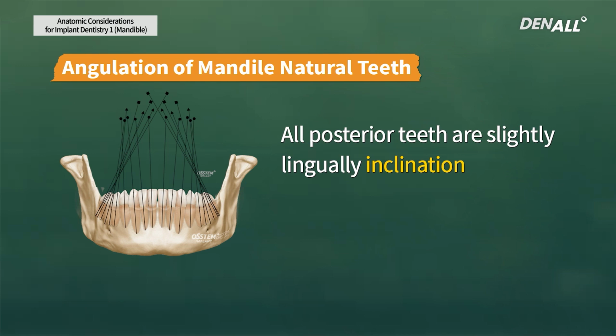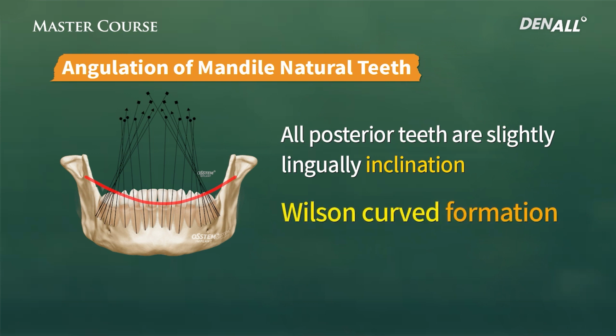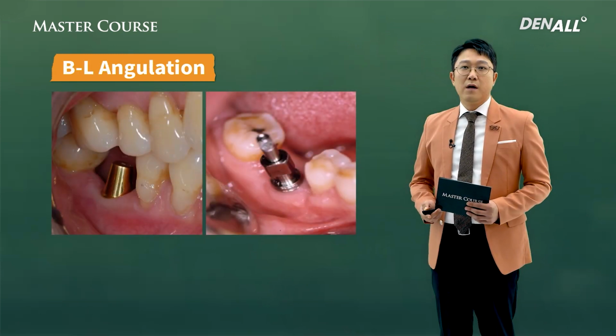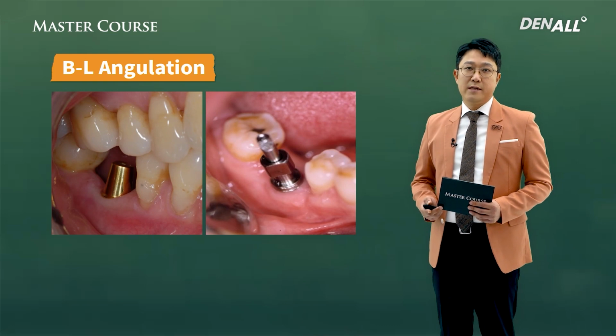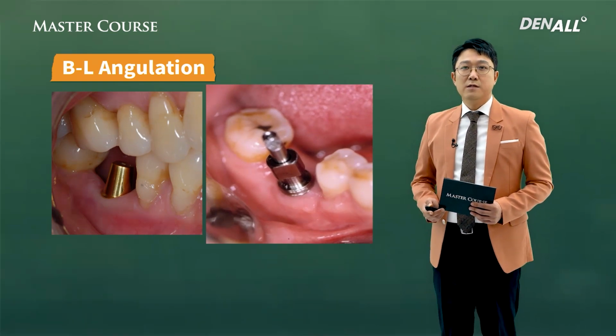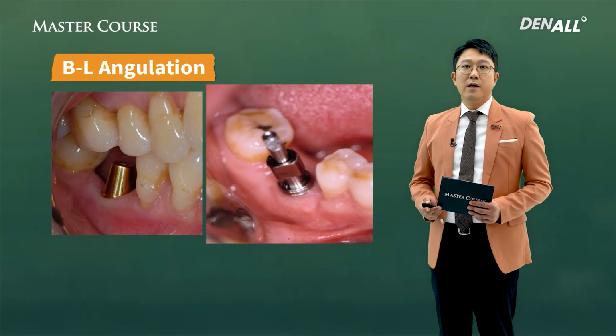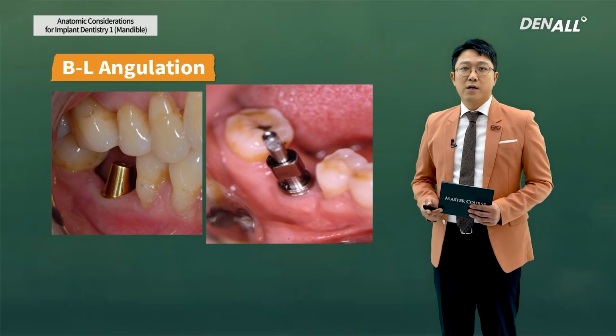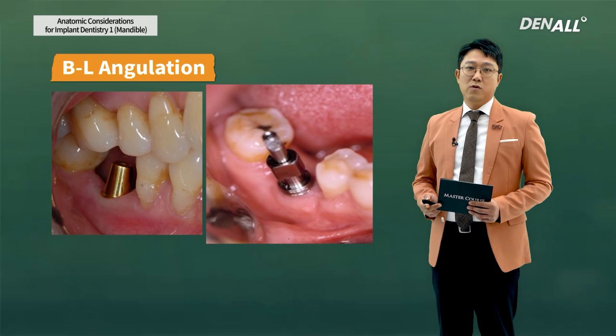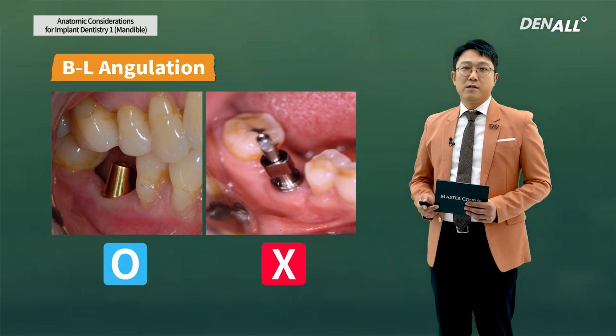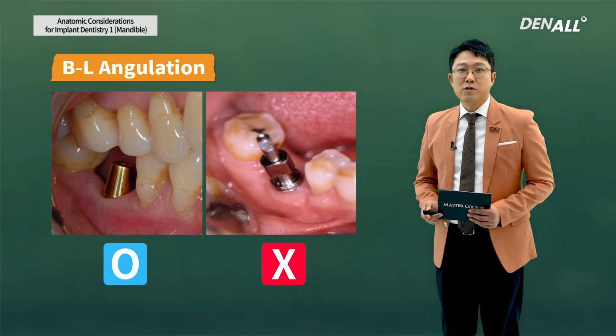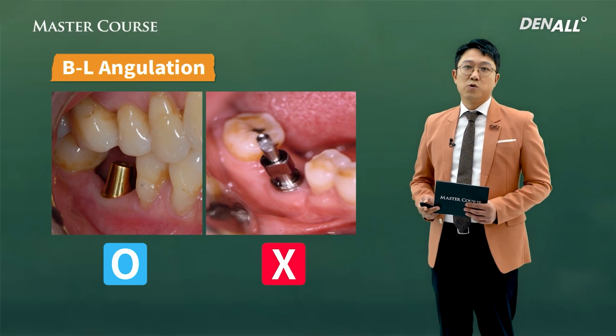If you look at the buccolingual inclination of lower natural teeth, the anterior teeth are a bit buccally inclined, but all posterior teeth are slightly lingually inclined, forming the natural curve of Wilson. So when you place an implant at the lower molar area, like in the right, the buccally inclined implant is not good for the opposing teeth and also for mechanical masticatory perspectives. So when you place an implant, there is a risk of lower lingual perforation. You need to be careful.